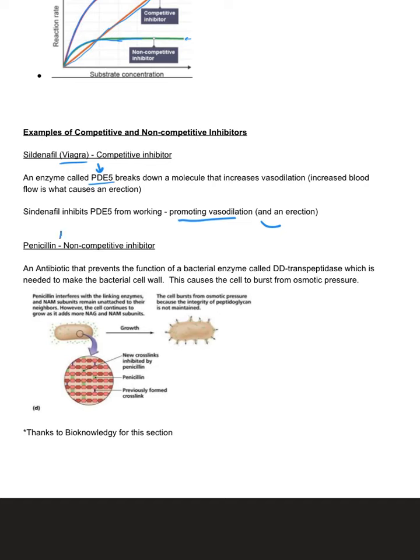Penicillin, we talked about, is an antibiotic, and it prevents a chemical reaction that cross-links the cell walls of bacteria, an enzyme called DD-transpeptidase, which helps make a bacterial cell wall. So it inhibits that through non-competitive inhibition, and the bacteria can't make a cell wall, and that means they can't survive. Okay? And before you ask, yes, you need to know specifics about each of these examples.